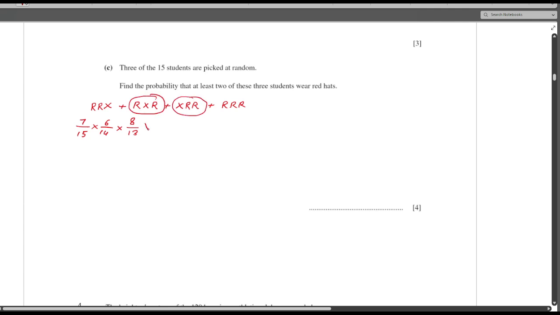So what I will do, I will multiply this whole by 3 plus all wearing red hat, so it is 7 divided by 15 times 6 divided by 14 times 5 divided by 13.